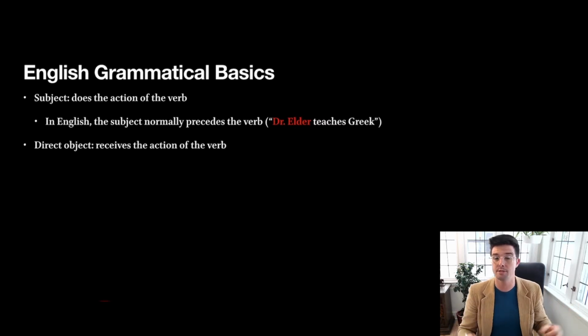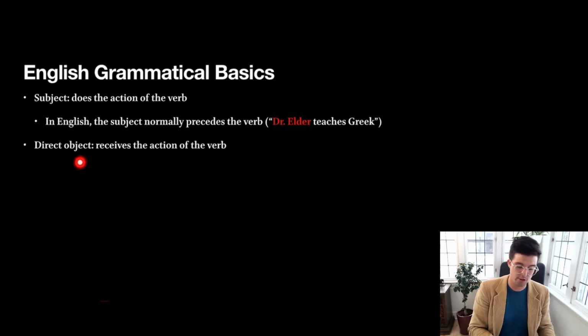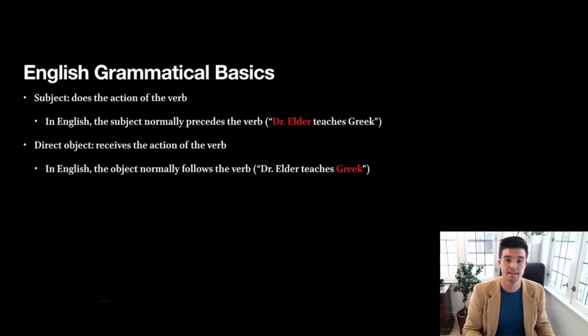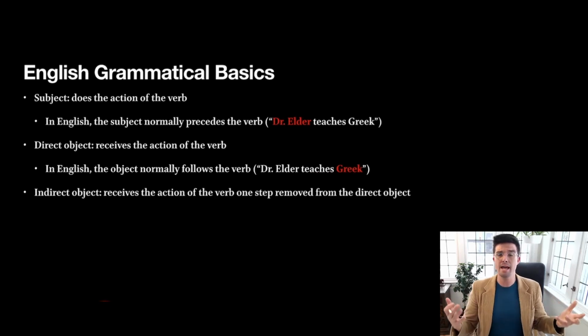The direct object, when we speak of the object or the direct object, is what receives the action of the verb in a sentence. So in the sentence, Dr. Elder teaches Greek, Greek is the thing being taught. It's the object of the verb teaches. An indirect object is like an object, but sort of one step removed.